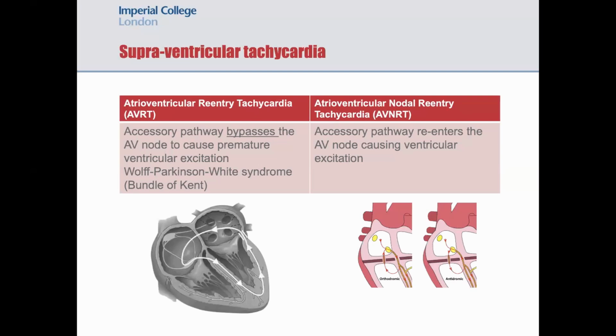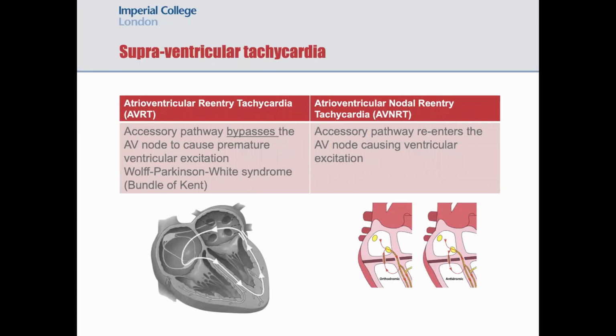There's something called the Wolff-Parkinson-White syndrome in AVRT. So I'll show you an ECG in a bit just to illustrate that. But essentially, that extra bit of pathway from the Purkinje fibers back to the atrium is called the bundle of Kent, and it will show up as an upward slurring QRS complex. And I've got an example of that ECG in a bit.